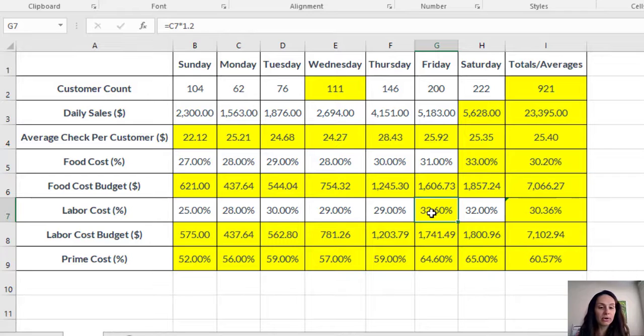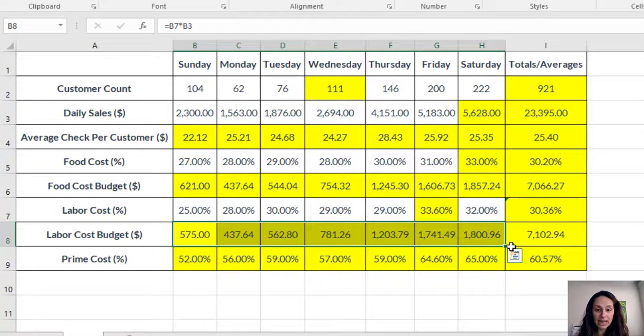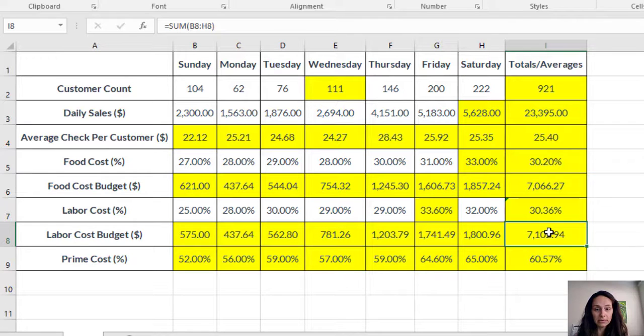All right, so that's your labor percent for that day, which you need to then calculate your labor cost budget, same thing as we did above. So you need to take these percentage numbers, multiply those into your daily sales to get your total labor dollars for each day. Once you have your labor dollars for each day, you add those up, and then same thing as before, you take your labor dollars for the week, divide them into your sales for the week, and that gets you your 30.36% labor cost for the week as a whole.